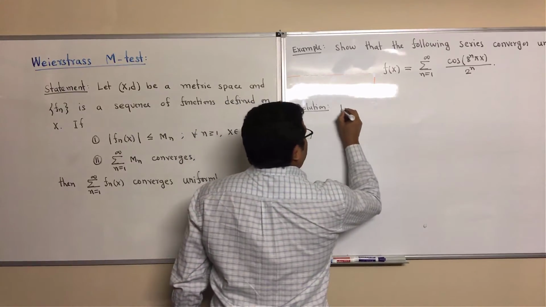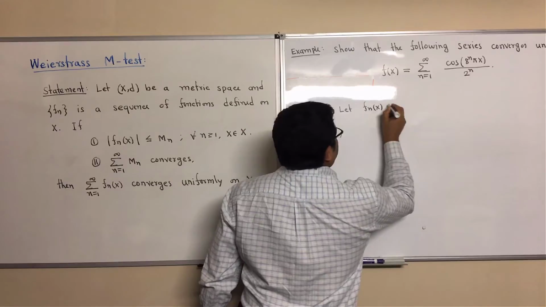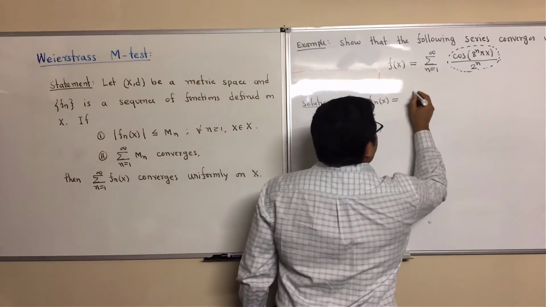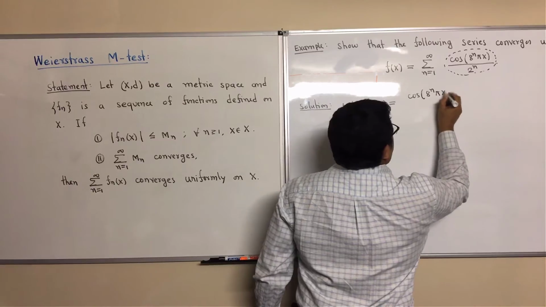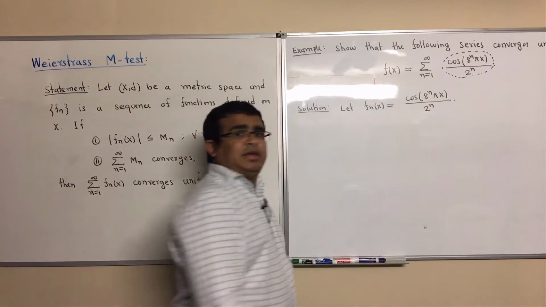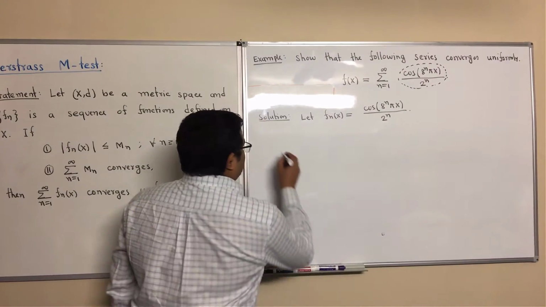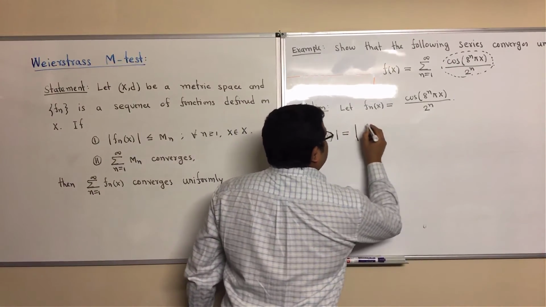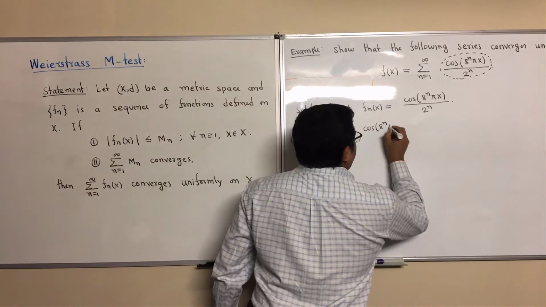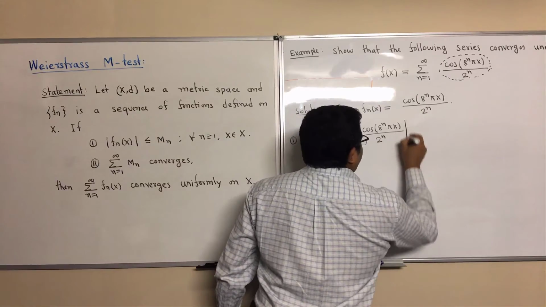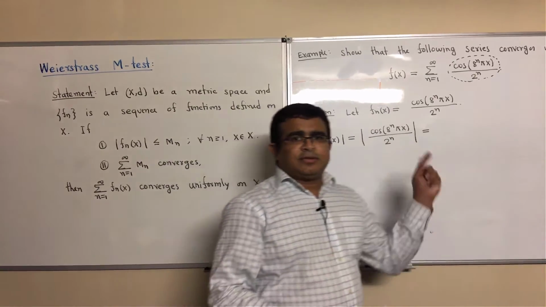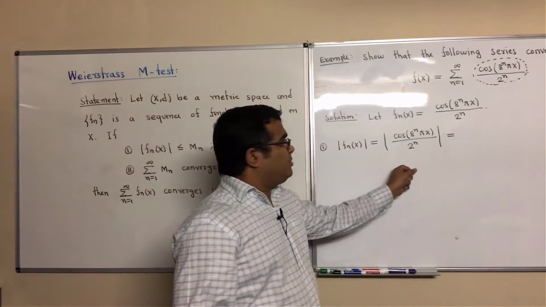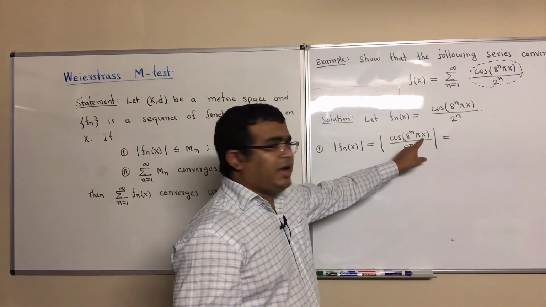to justify the first condition, let f_n(x) be this part. So f_n(x) is cosine(a^n x) over 2^n. Now take the absolute value of f_n(x), then it becomes the absolute value of cosine(a^n x) over 2^n. Now we know the absolute value of a over b equals the absolute value of a over the absolute value of b.